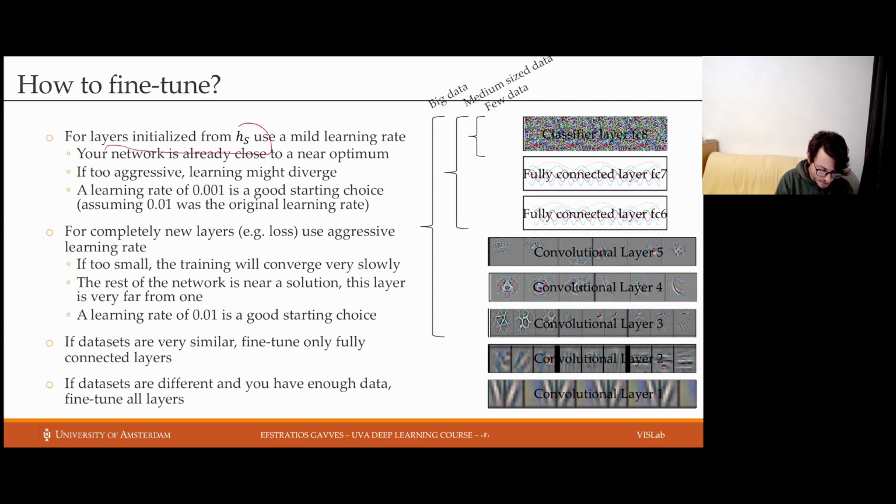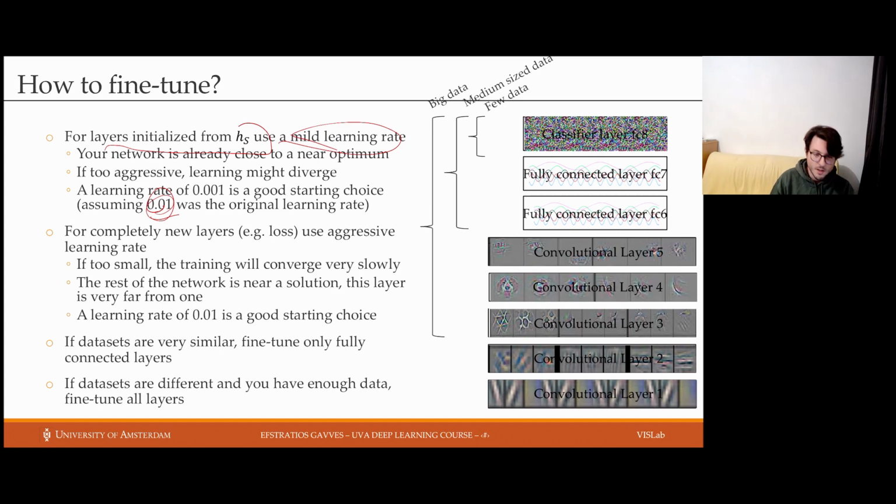For layers that are initialized from your source model, you have to use a mild learning rate. The reason is that these parameters are already near convergence. So if you use too aggressive of a learning rate, you might overshoot. So something around 0.01 makes sense. If you start with 0.01 originally, dividing by 10 makes sense.